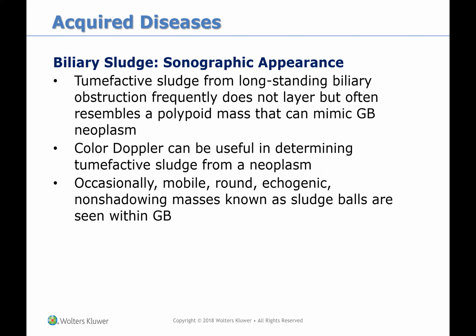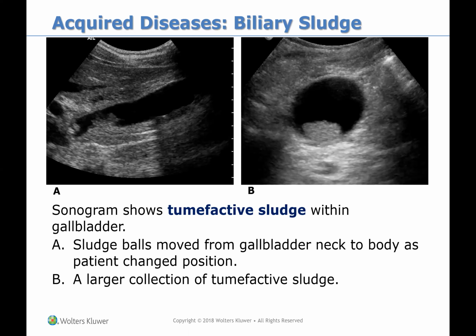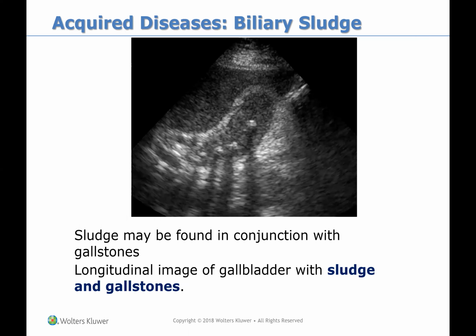Sludge balls. I like that word. Sometimes you'll see little sludge balls. The difference between those and a gallbladder stone is, well, first, they're not going to shadow. So gallstones shadow, while sludge balls do not shadow. And they're not as echogenic. Here's some sludge balls. Sludge can be found in conjunction with gallstones. So this is a sludge-filled gallbladder with gallstones, and the gallstones you see are shadowing.